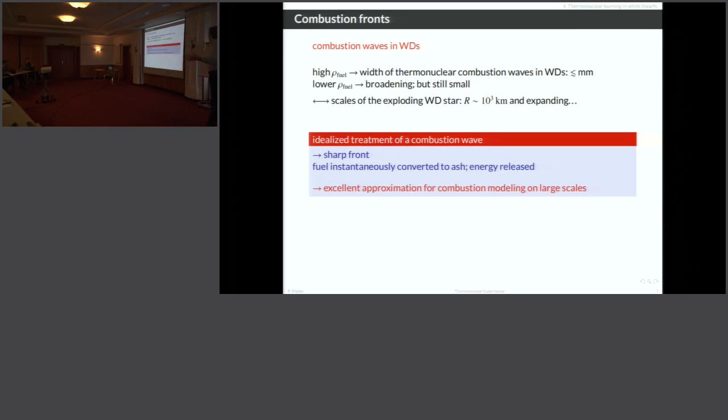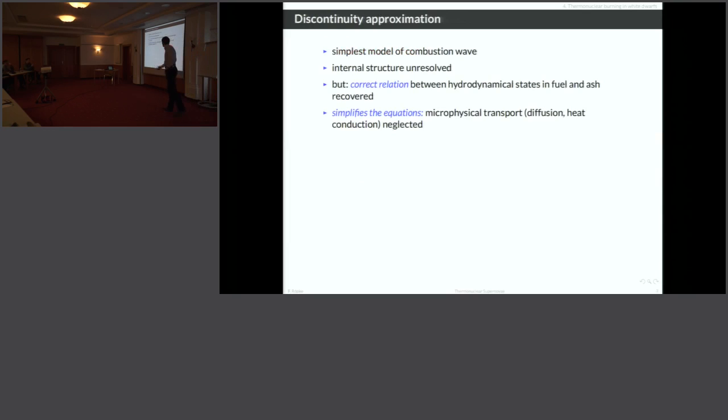So if you want to describe how a reaction wave propagates through a white dwarf star, such an idealized treatment as a sharp front is a good approximation. That's the so-called discontinuity approximation, which provides the simplest model for a combustion wave. Of course, if we assume that this combustion wave is just a sharp discontinuity, we do not resolve the internal structure of that wave, and we do not resolve the details on how the material is really converted from fuel to ash. However, it is still possible in this discontinuity approximation to derive the correct relation between the hydrodynamical states in the fuel and the ash.